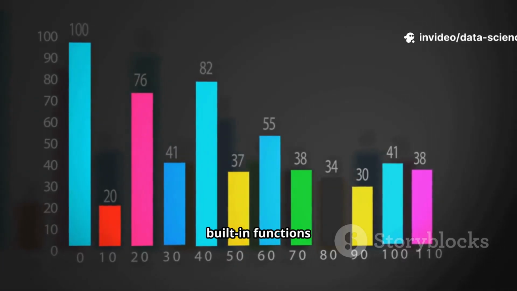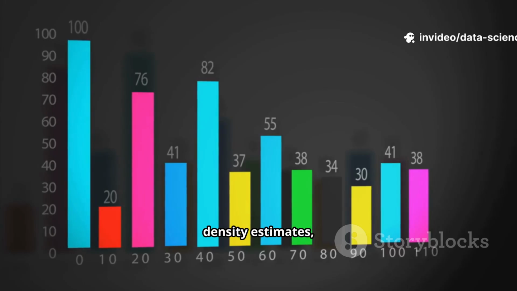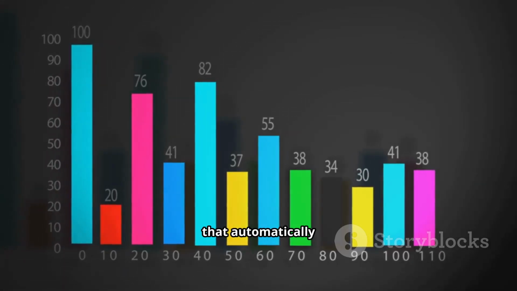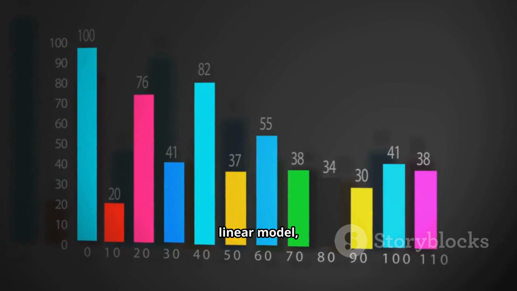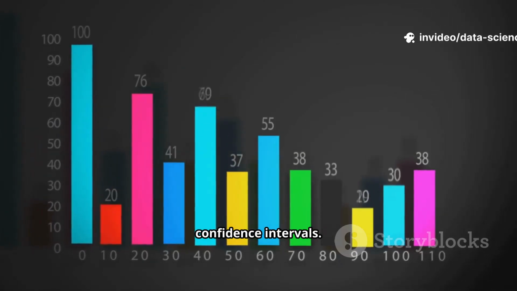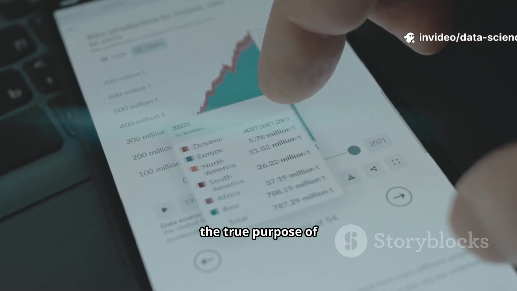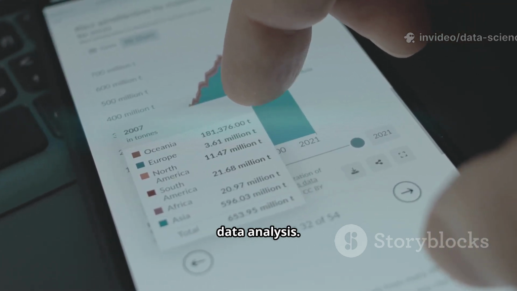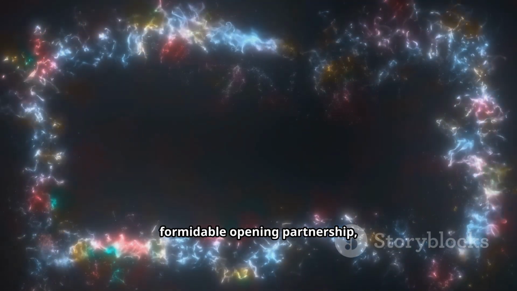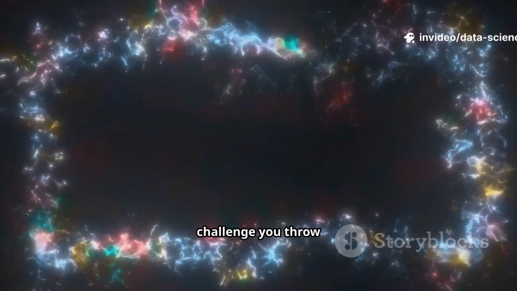Seaborn has built-in functions for statistical plots: distribution plots with kernel density estimates, regression plots that automatically fit and draw a linear model, and categorical plots that can compute and display confidence intervals. It simplifies moving from raw data to statistical insight, the true purpose of data analysis. Together, they form a formidable opening partnership, capable of tackling any data visualization challenge you throw at them.